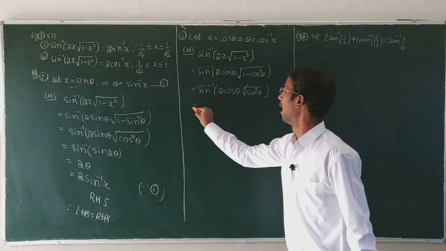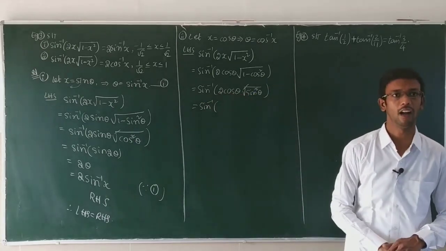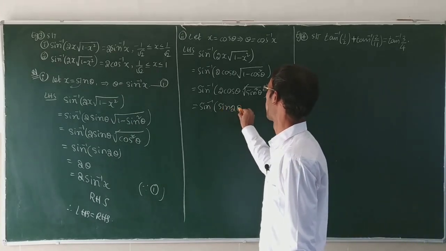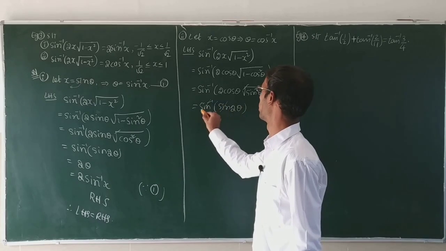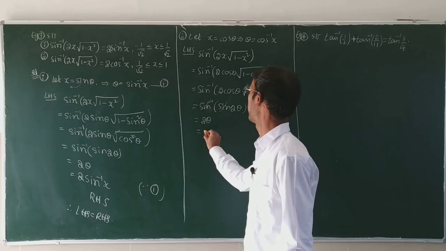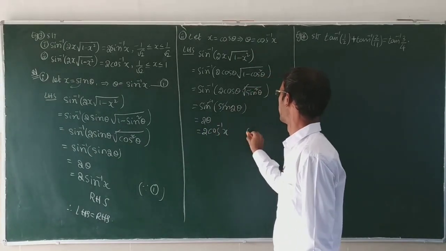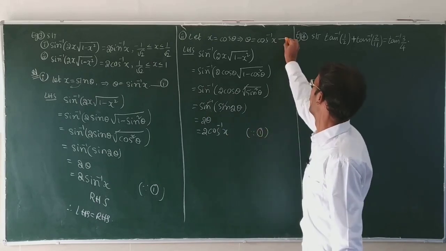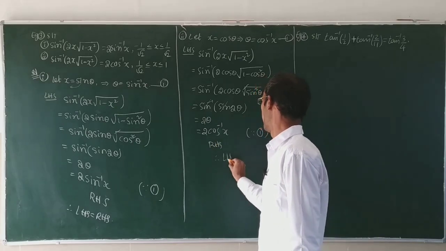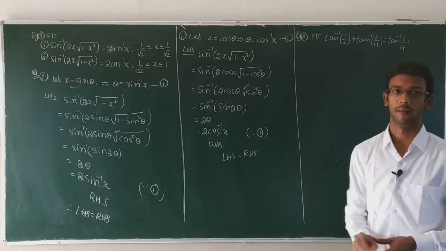The square root gets cancelled. Again it is in the form of 2 sin theta into cos theta. 2 sin theta into cos theta is nothing but sin 2 theta, so it will become 2 theta. Theta is nothing but cos inverse x, from equation 1. This is the RHS part. Therefore, LHS is equal to RHS. This is example number 3.